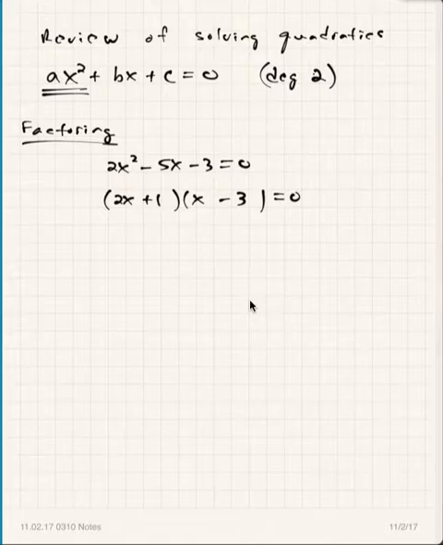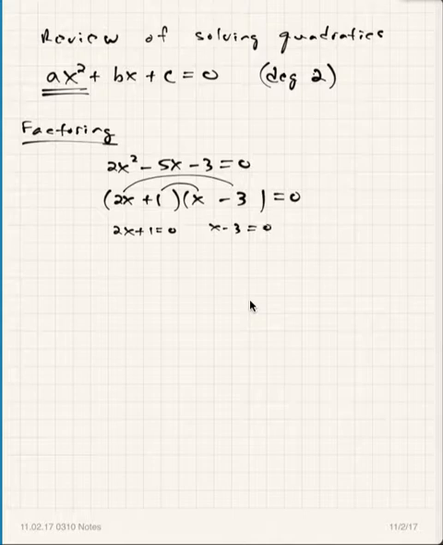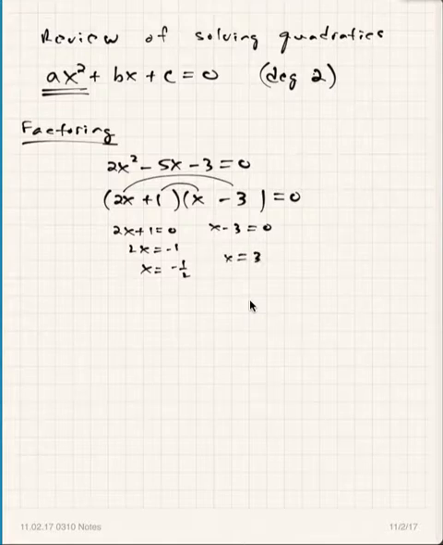Don't forget, we haven't talked about this in a while, but always check to make sure you get that middle term, the negative 5x. Negative 6x on the outside and positive 1x on the inside gives me that negative 5x. And then set each factor equal to 0, and solve each of those equations, and you're done. Pretty routine. So you get negative 1/2 and 3 as solutions. So that's a very typical factoring problem.